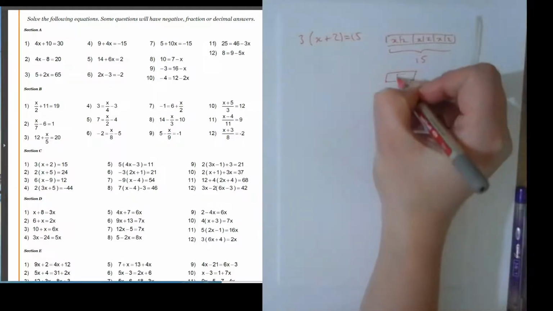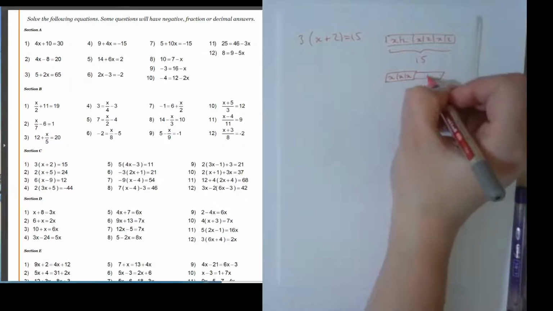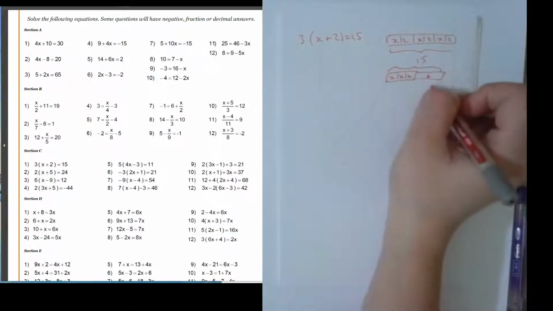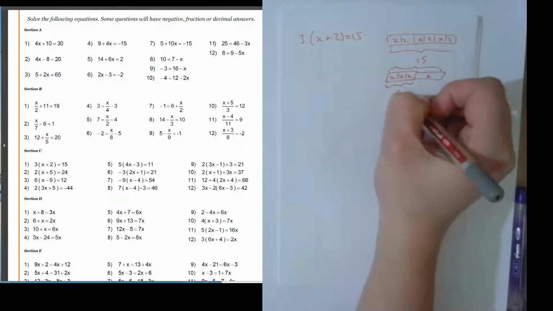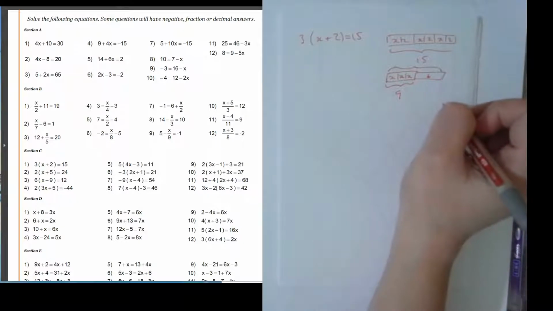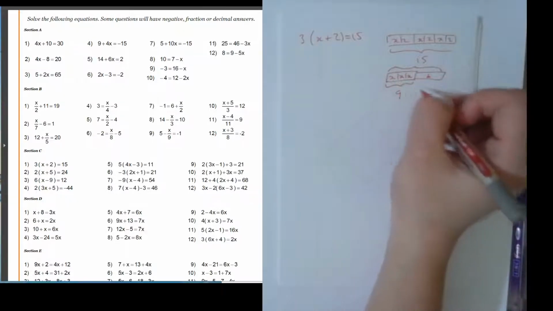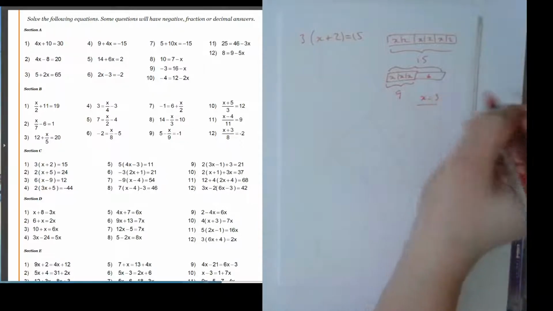I'm going to gather these x's together, so I've got 3x there, and then I'm going to gather those 3 2's together as well. So that is still 15, I haven't changed that. But now I can easily say that 3x equals 9, because 15 take away 6 is 9. I need to share that 9 into those 3 x's, so x equals 3.